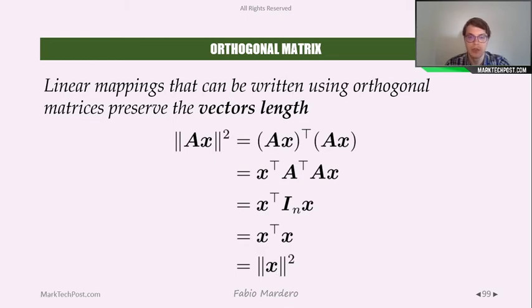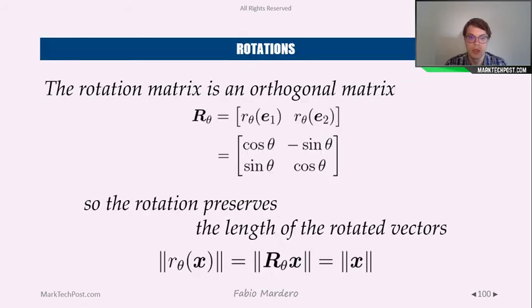We have previously demonstrated that we can express rotation using an orthogonal matrix. So we can say that rotation preserves the length of the rotated vectors. Here, in fact, these two vectors are orthonormal. So, applying the rotation to the x, this vector's length is equal to the length of the original vector.